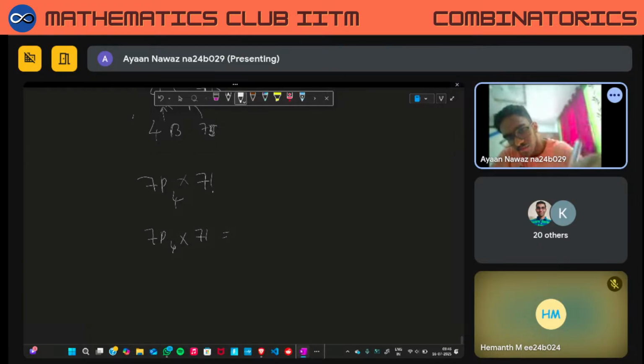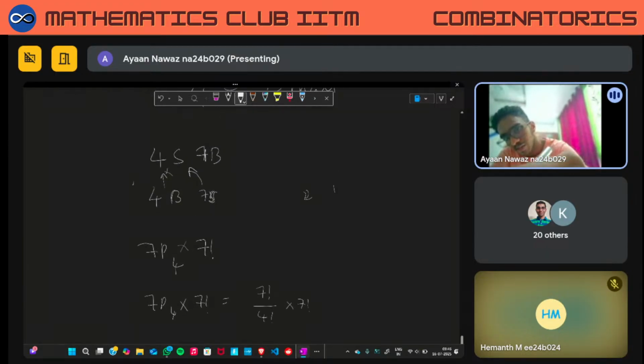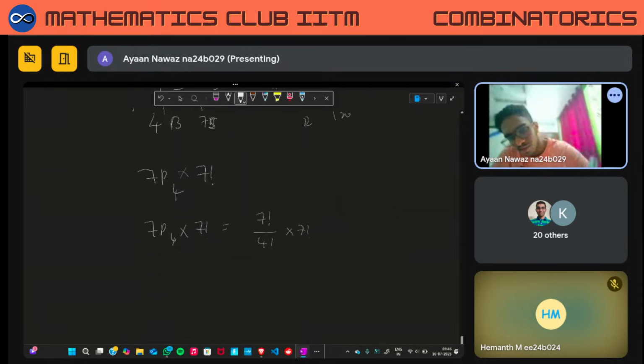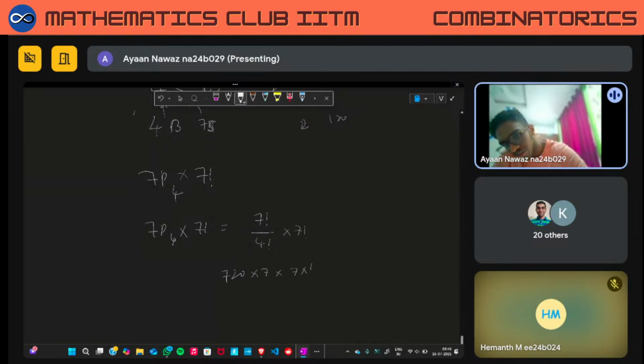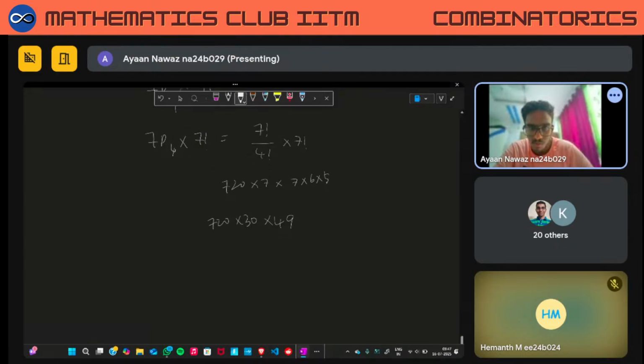That will give us 7 factorial by 3 factorial into 7 factorial. 4 factorial is 24, 5 factorial is 120, 6 factorial is 720 into 7. 720 into 7 into 7 into 6 into 5. So 720 into 30 into 49 is our answer.